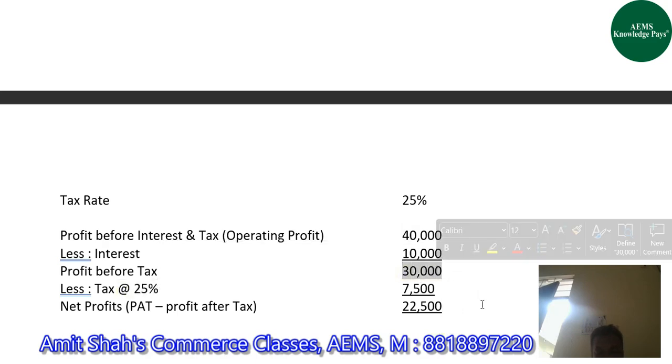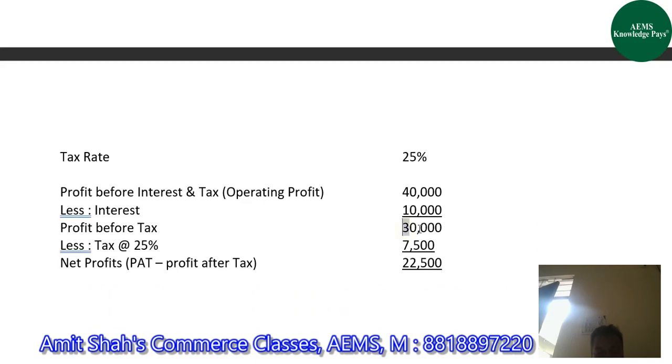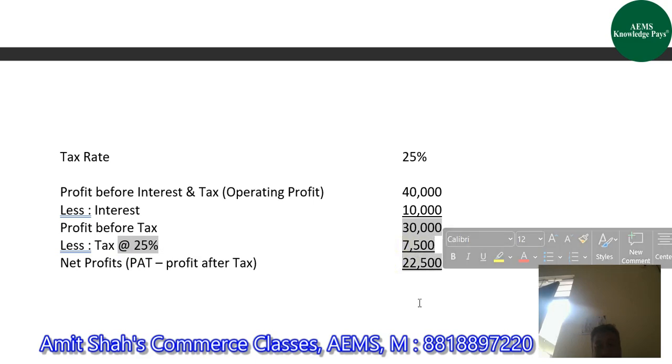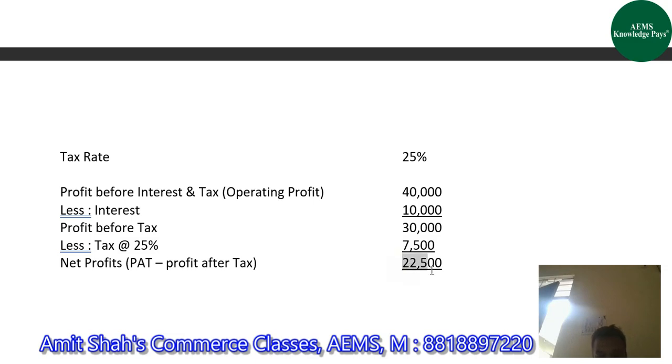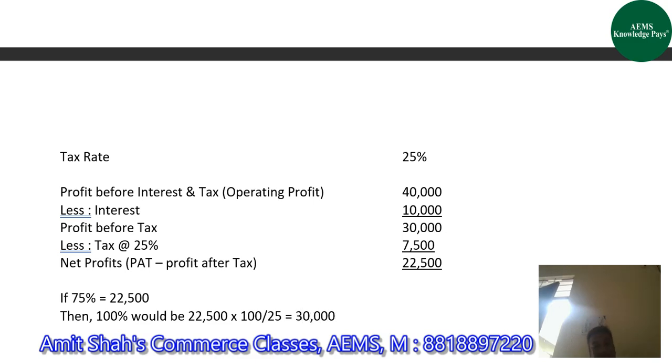So first you have to calculate this 30,000. Now when from something 25% is deducted, the remaining amount is equivalent to 75%. Correct or not? So if this is 75%, how much 100% would be equivalent to? That we have to calculate. So if 75% is equal to 22,500, then 100% would be 22,500 into 100 divided by 75, and that will give us 30,000. So from this information and tax rate, we have got profit before tax.